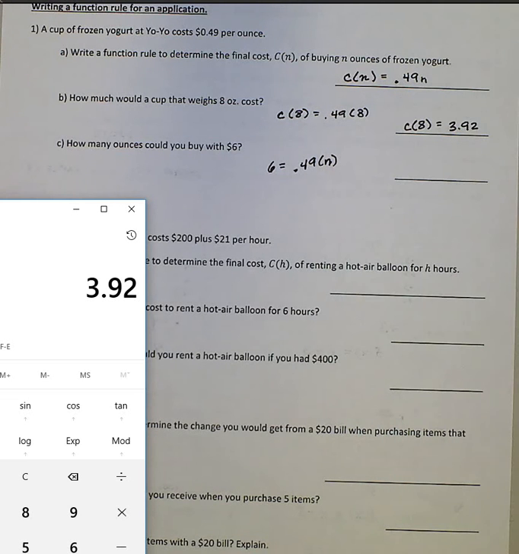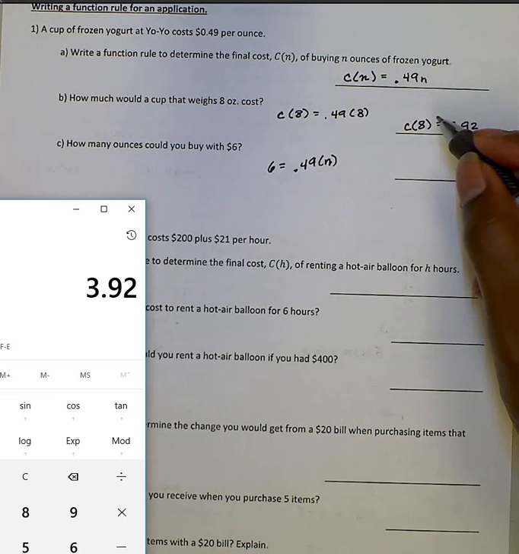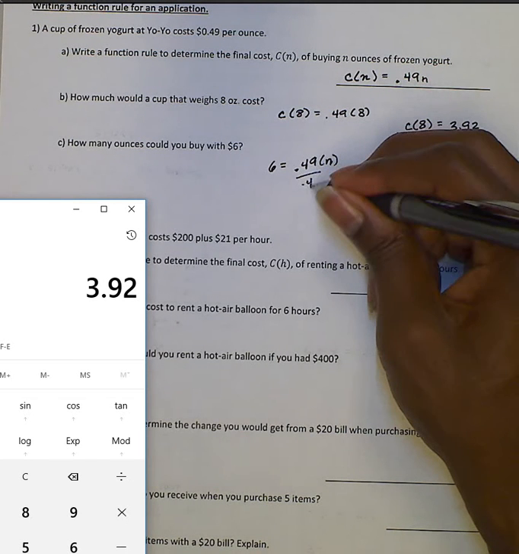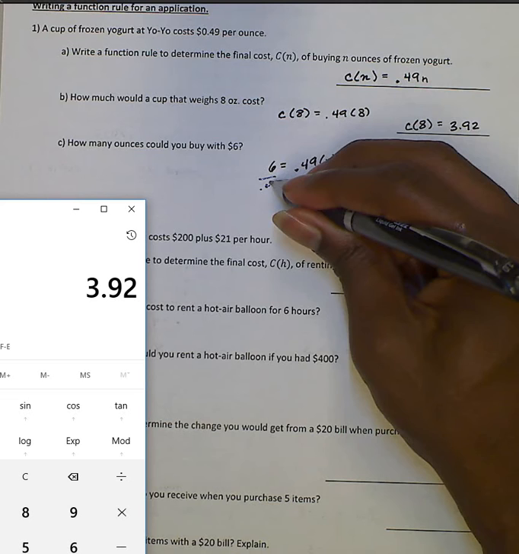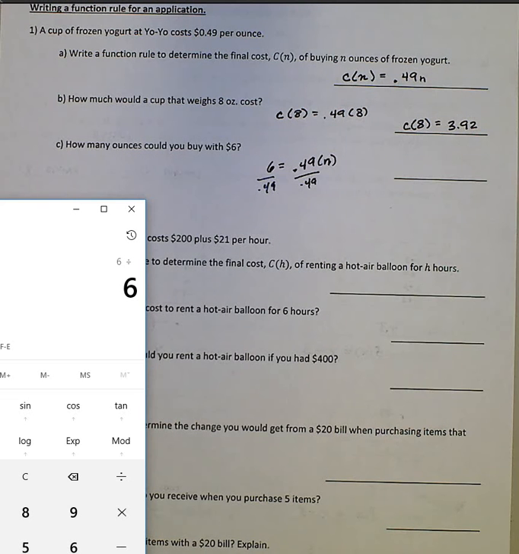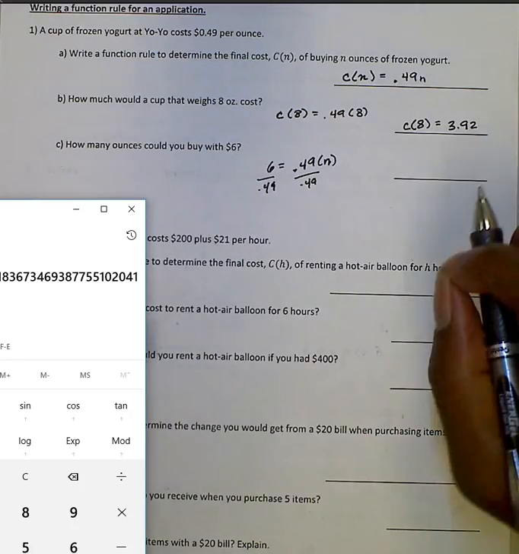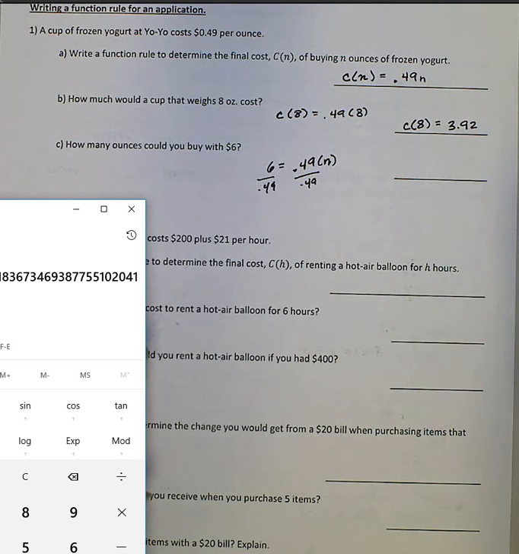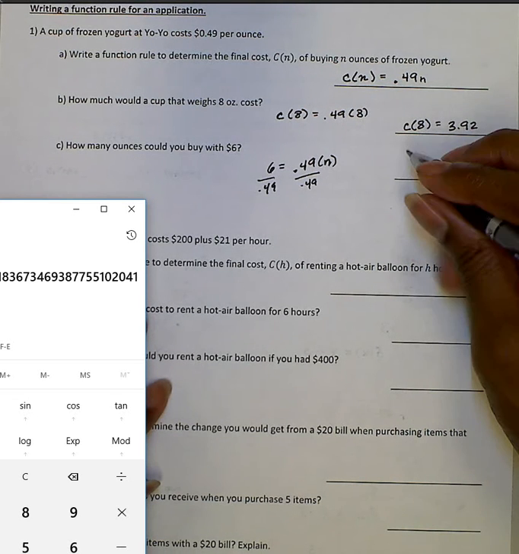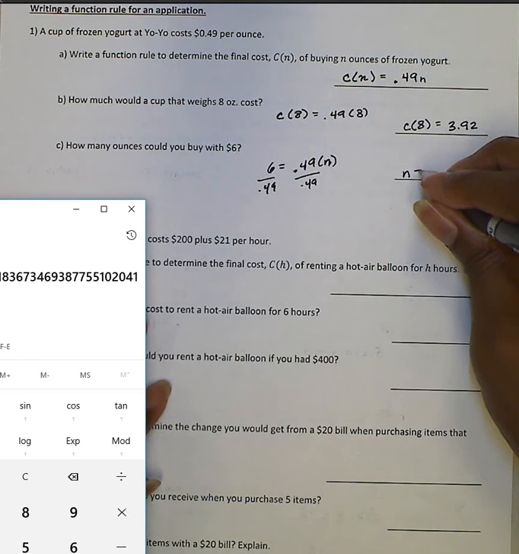I need to get n by itself. What's stopping n from being by itself? 0.49. What's 0.49 doing? It's multiplying. So how do I get rid of it? Divide. So 6 divided by 0.49. It says 12.24 ounces. I'll just round to the nearest tenth and say 12.2 ounces. So n would equal 12.2.